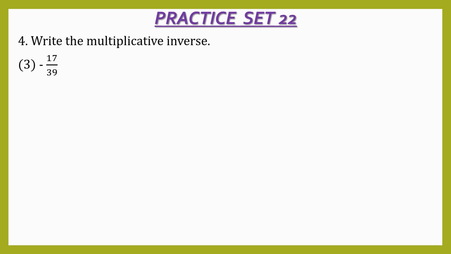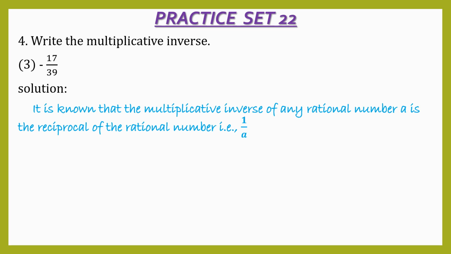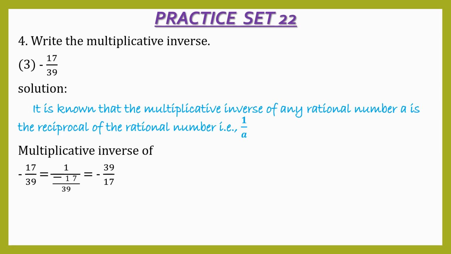Next, third one, write the multiplicative inverse of minus 17 upon 39. Solution. It is known that the multiplicative inverse of any rational number a is the reciprocal of the rational number, that is 1 upon a. So multiplicative inverse of minus 17 upon 39 will be equal to 1 upon minus 17 upon 39, which is equal to minus 39 upon 17. So our multiplicative inverse of minus 17 upon 39 will be equal to minus 39 upon 17.